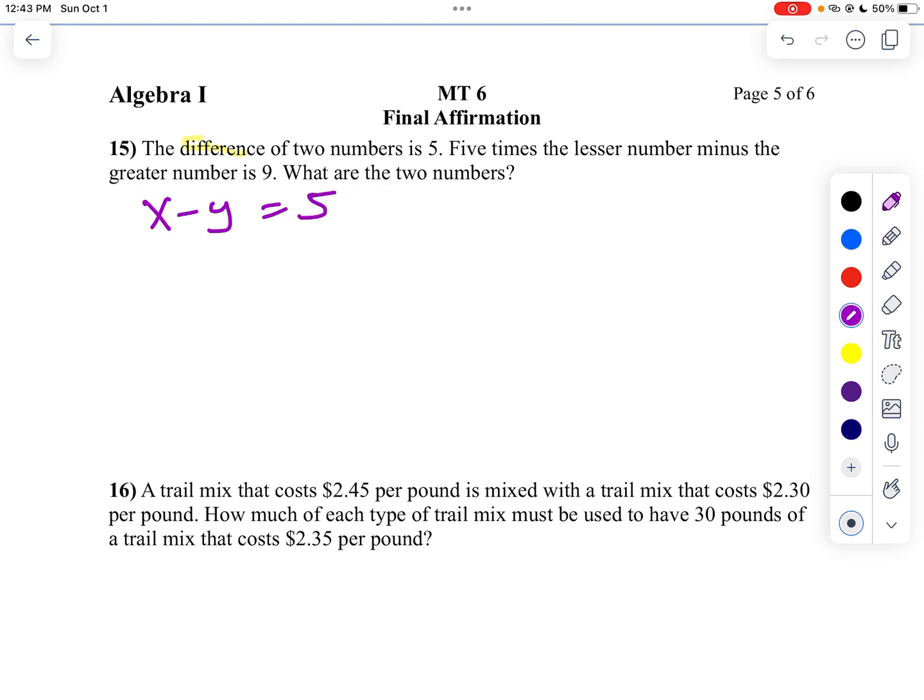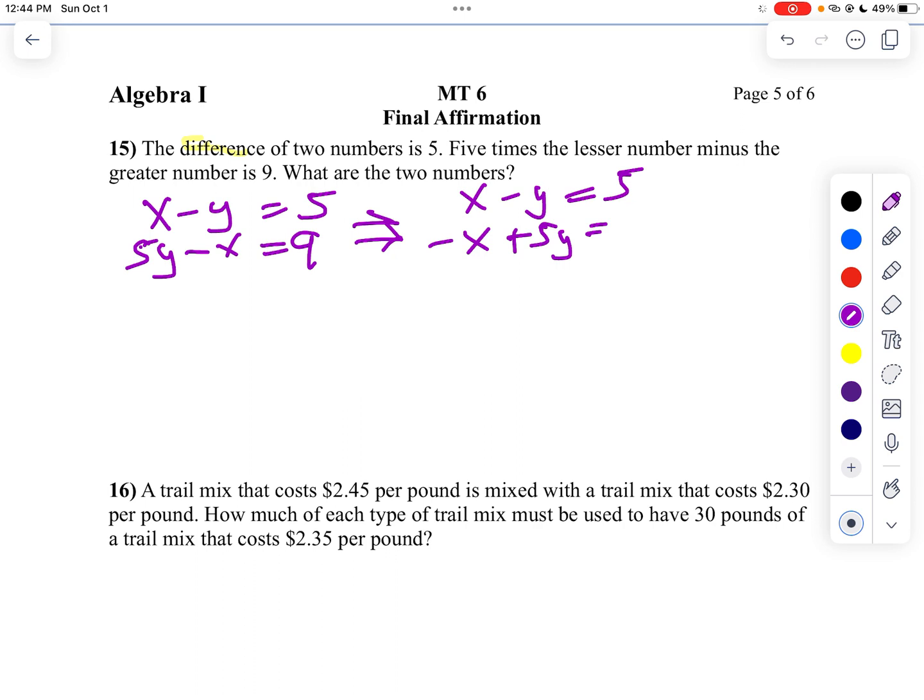And then 5 times the lesser number, and since we're subtracting, the lesser number is y, isn't it? So I'll go 5y minus the greater number, minus x, equals 9. And if we flip those around so they're in columns, I think it might be easier to solve by elimination, but we'll see. So x minus y equals 5. Negative x plus 5y equals 9. Notice that one works out really nice when I put them in columns because my x's cancel.